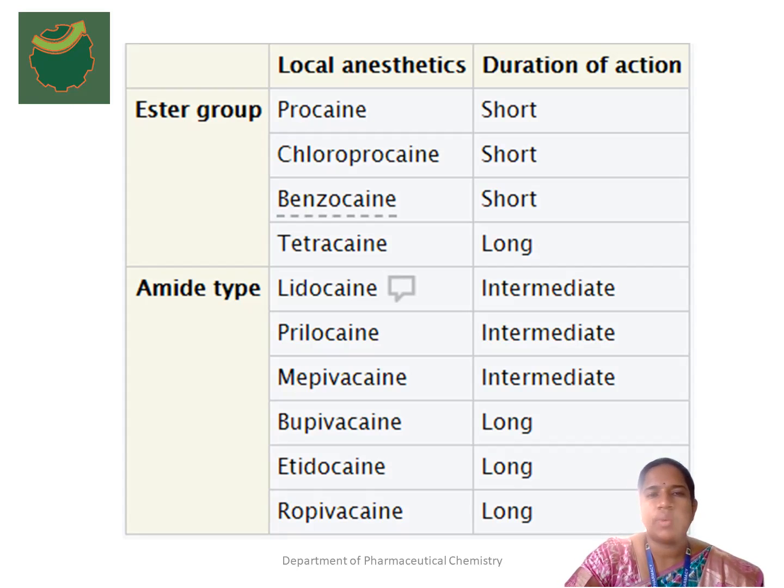Next, coming to the amide type of local anesthetic. First one is lidocaine, which has an intermediate duration of action. Prilocaine is also intermediate duration of action. Mepivacaine is also an intermediate duration of action. Coming to bupivacaine, it has a long duration of action. Next one we have is etidocaine, and last we have ropivacaine. These both also have a long duration of action. These are the drugs. So we'll go in detail about their structure and their synthesis, right?